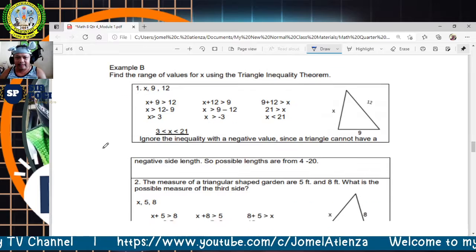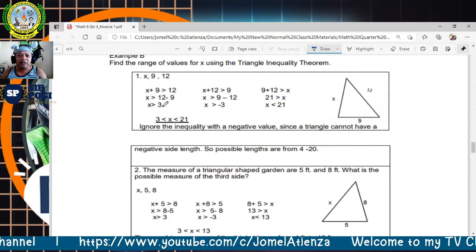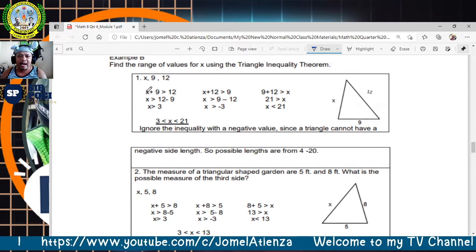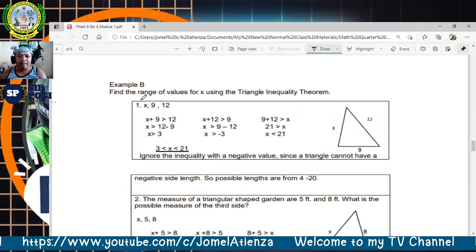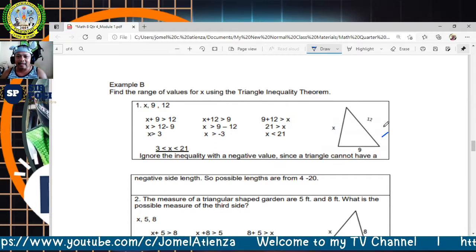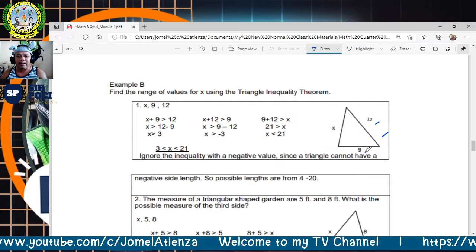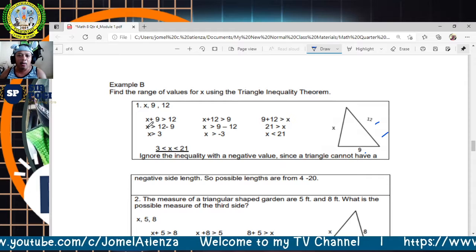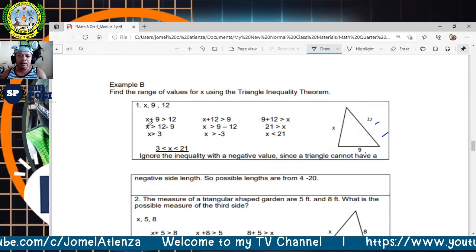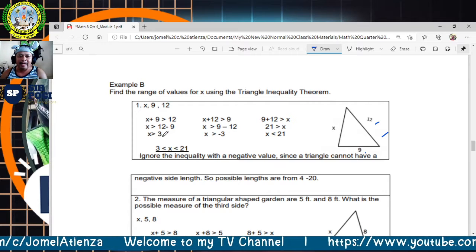Next example, we have x, 9, and 10. So therefore, dito naman, ang given natin ay variable, which is variable x. Ito po yung ating illustration. This is the side x. This is 12, let's say, centimeter, and then 9 centimeter. Now, x plus 9 is greater than 12. So, solving the inequality, x is greater than 3.